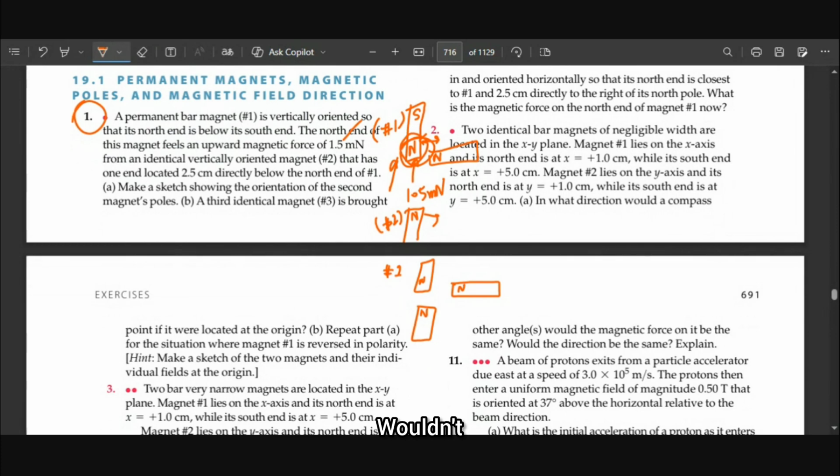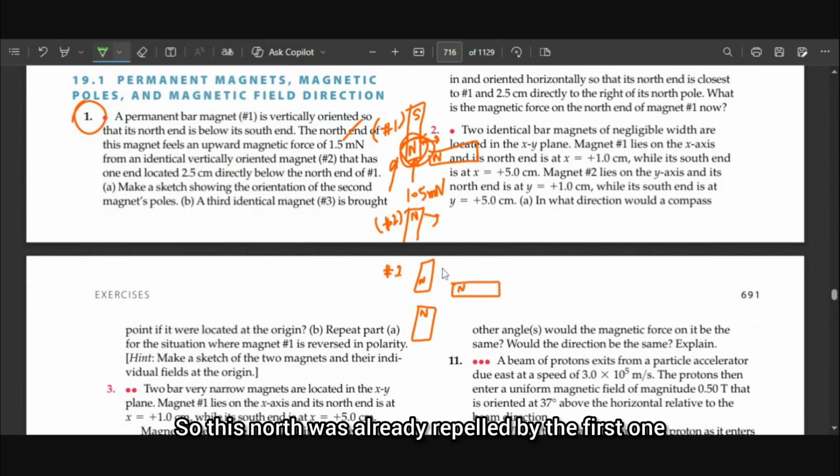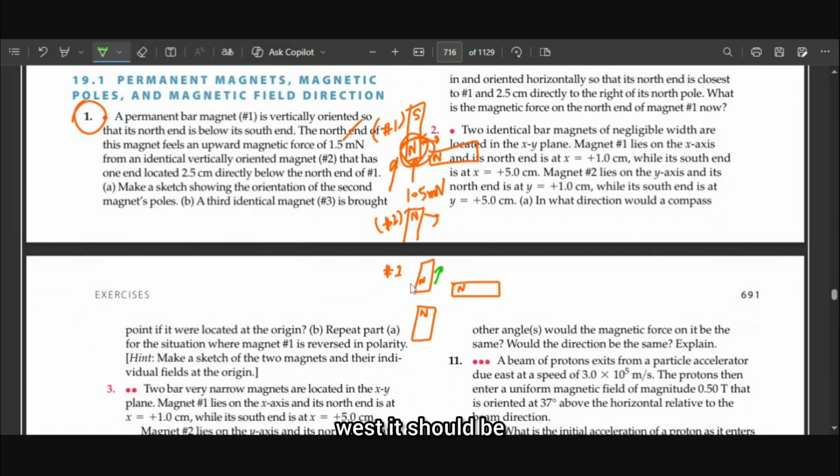Wouldn't that be the force of second and first combined? Yeah, so what should be the direction? It is going to be the net force, but what is the direction? So this north was already repelled by Northeast, the first one. Northwest, it should be. Yes. So the net force direction must be like that.